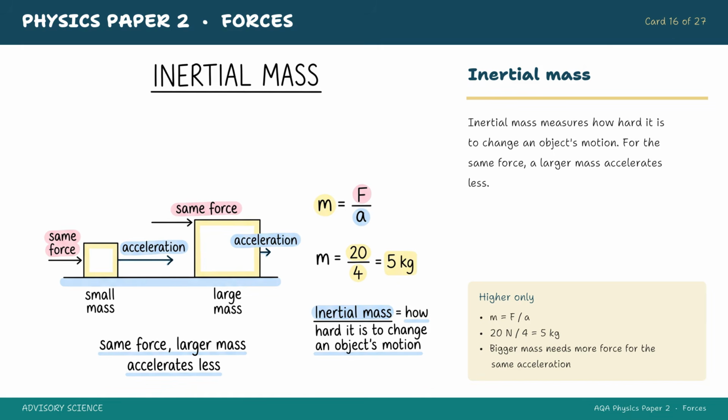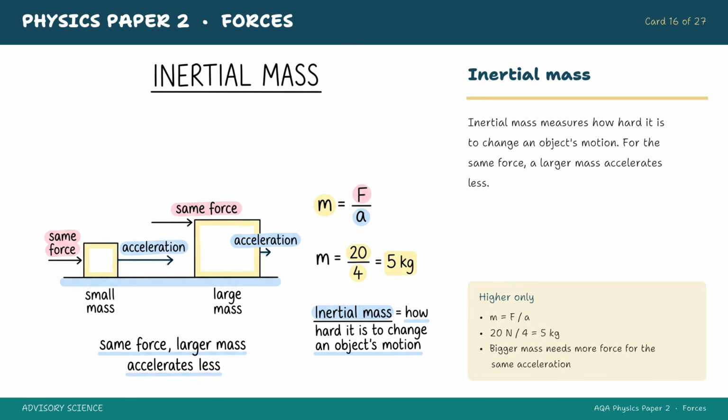Inertial mass is a measure of how difficult it is to accelerate an object. The greater an object's inertial mass, the more it resists changes in its motion. This means that, for the same force, a larger mass will accelerate less than a smaller mass.